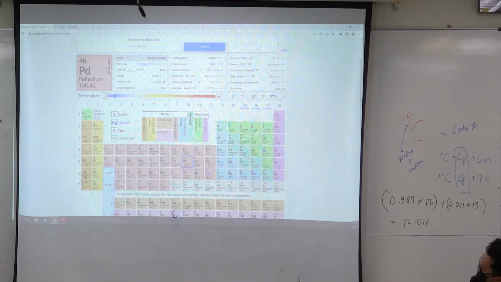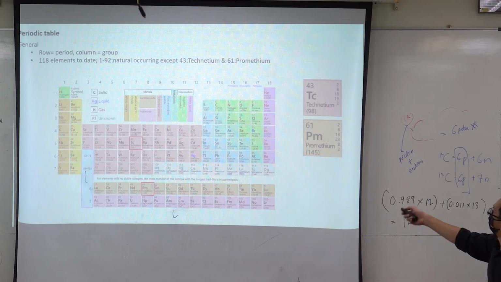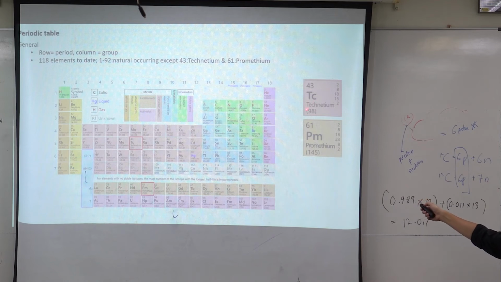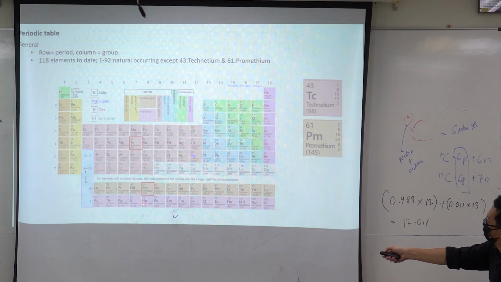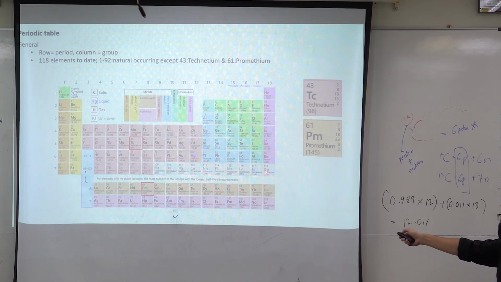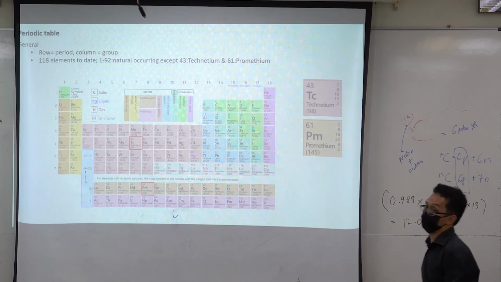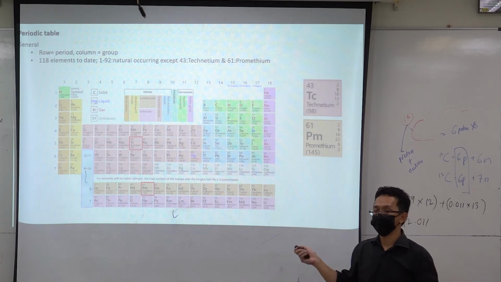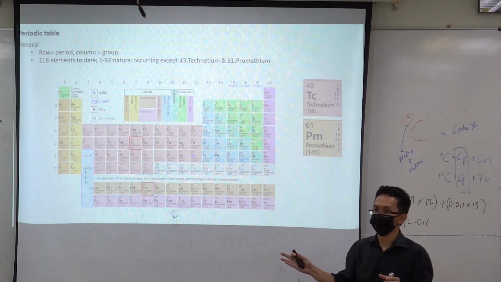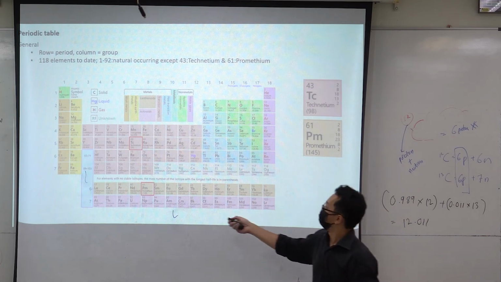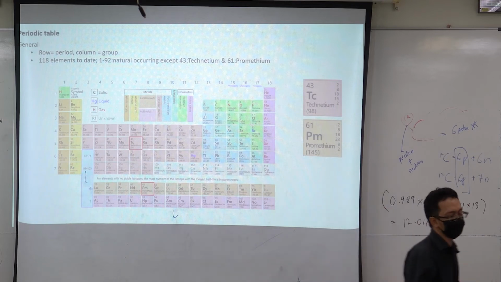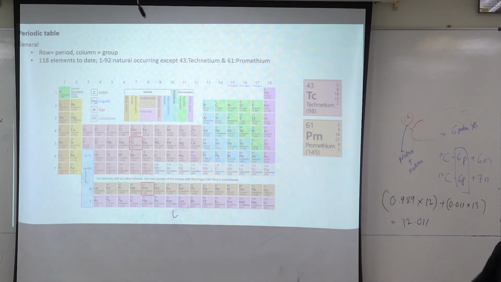So up to 92, there are two elements which are not natural, technetium and also promethium. And from neptunium until the last ones, it's also not natural, meaning that people synthesize it. The periodic table doesn't mean that everything is found naturally, only until 92. The rest is synthetically produced.